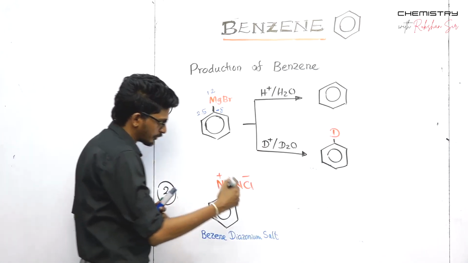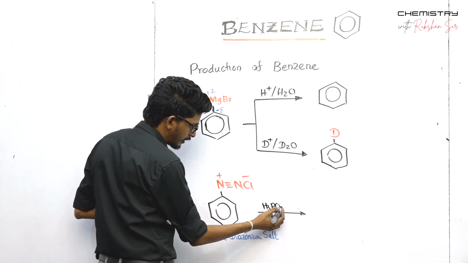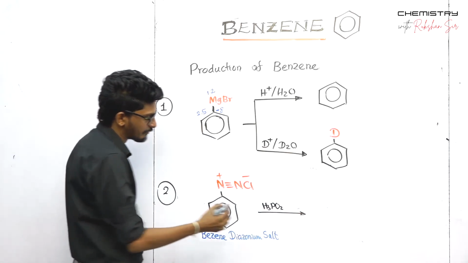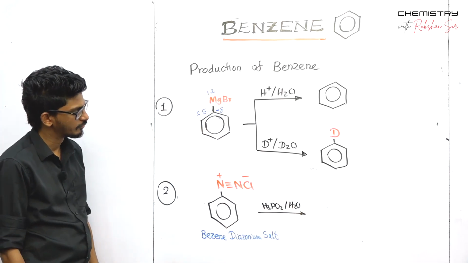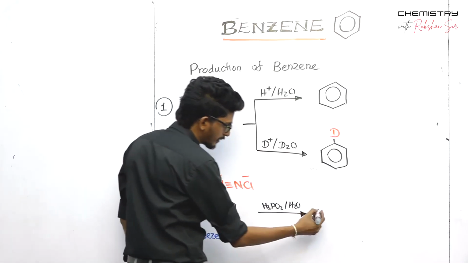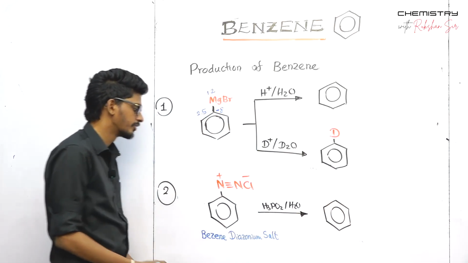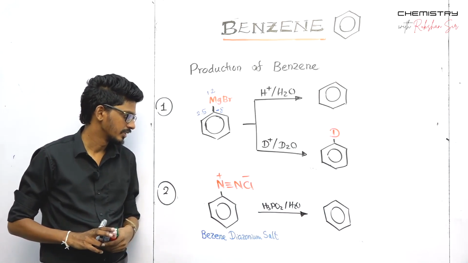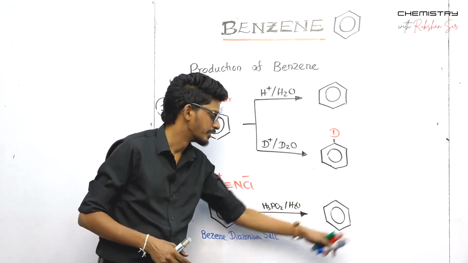So if you add this H3PO2 and some water to this benzene diazonium salt, you will come up with benzene. That is the second method of producing benzene. Only these two methods appear in our A-level syllabus, right? Only two methods are there to come up with the benzene ring.